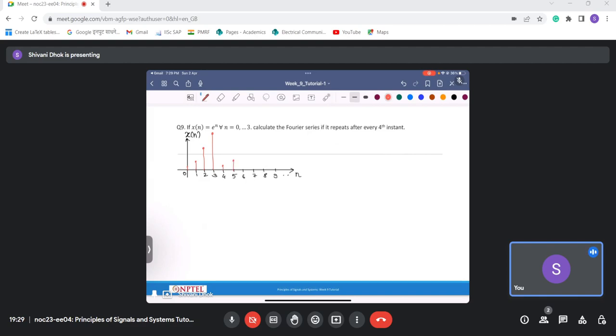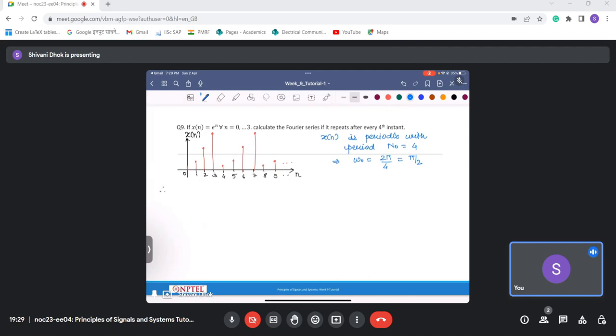Then it is e, e square, e power 4, e, and so on. Okay, so this is what we are having. It goes on continuously. So what we can observe here is that this xn is periodic with period N equal to 4, which means that omega naught is equal to 2 pi by 4, which is equal to pi by 2. So this is the information that we are having here.